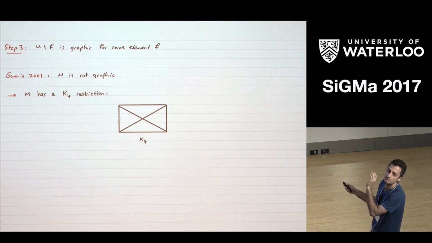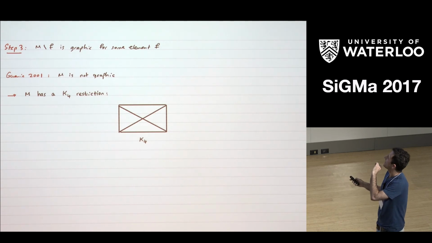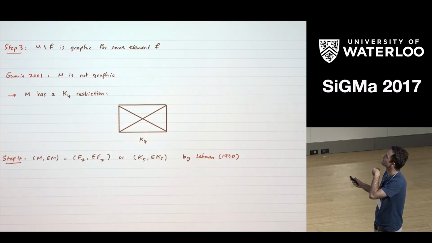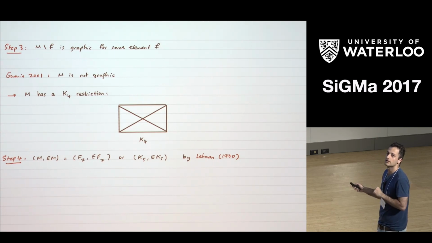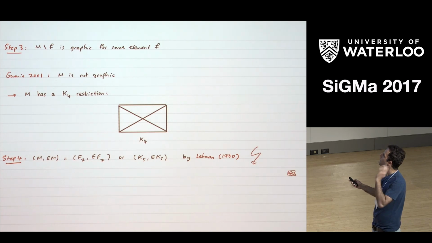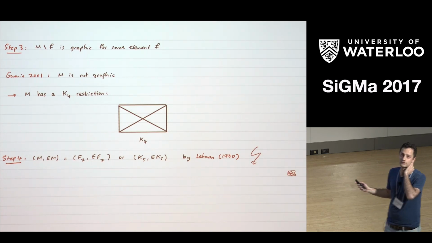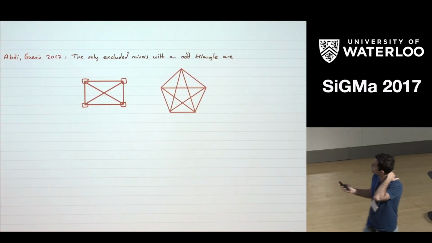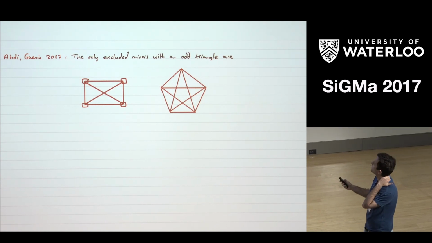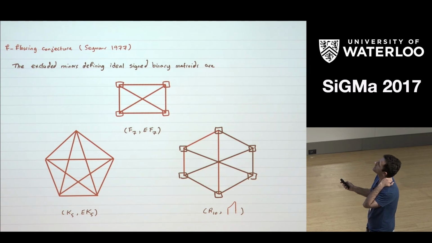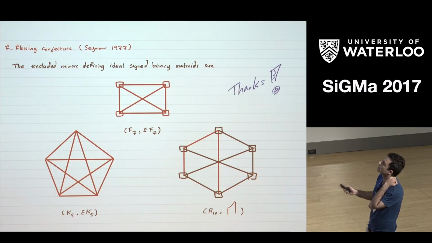This one's easy. And then a very subtle counting argument using Lehman's theorem tells you that if you have a K4 restriction, then you must be one of the 2 excluded minors. And that's the proof. So what we showed was that the only excluded minors with an odd triangle are these 2 beasts. And I'm just going to end with the flow conjecture. That's still open. Thank you.